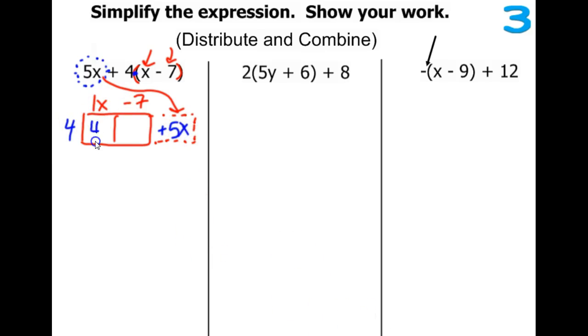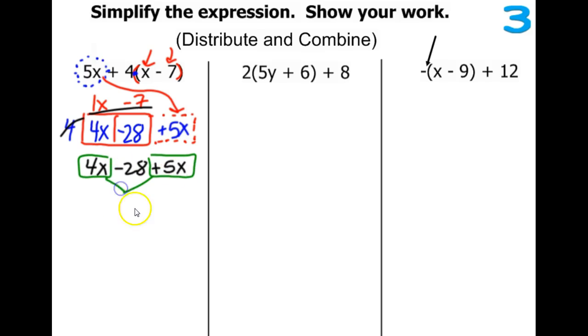So 4 times 1 is 4 with the x. And then 4 times negative 7, I know it's going to be a negative. 7 times 4 is 28. So we're done with those terms. Our answer so far is 4x minus 28 plus 5x. Now if you stopped here on your test, this would give you most of your points. However, we need to combine our like terms. So we have 4x plus 5x. They're all positives. 4 plus 5 is 9. So that's 9x. And then this negative 28, there's nothing left to combine it with, so just minus 28.